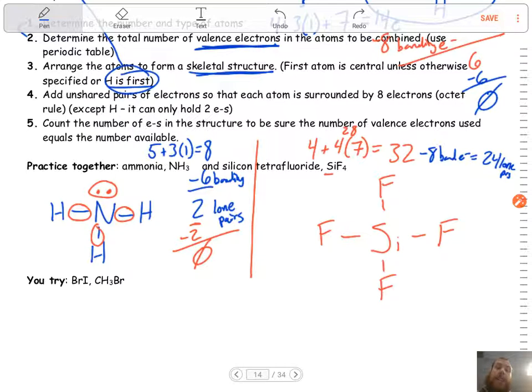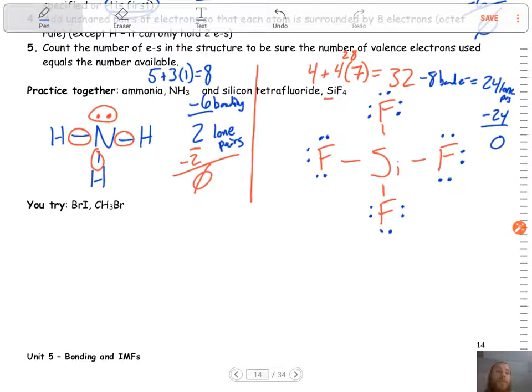Each fluorine only has 2 electrons right now. We've got to make sure they get to 8, so they need 6 more. So there's 2, 4, 6. Now it's satisfied. That one's all good. Keep track. How many have I already used? 2, 4, 6, 8, 10, 12. I need 6 more there. This guy's all good. That's 18. And there's my last ones. There's 24. I've used them all. That's what silicon tetrafluoride would look like.